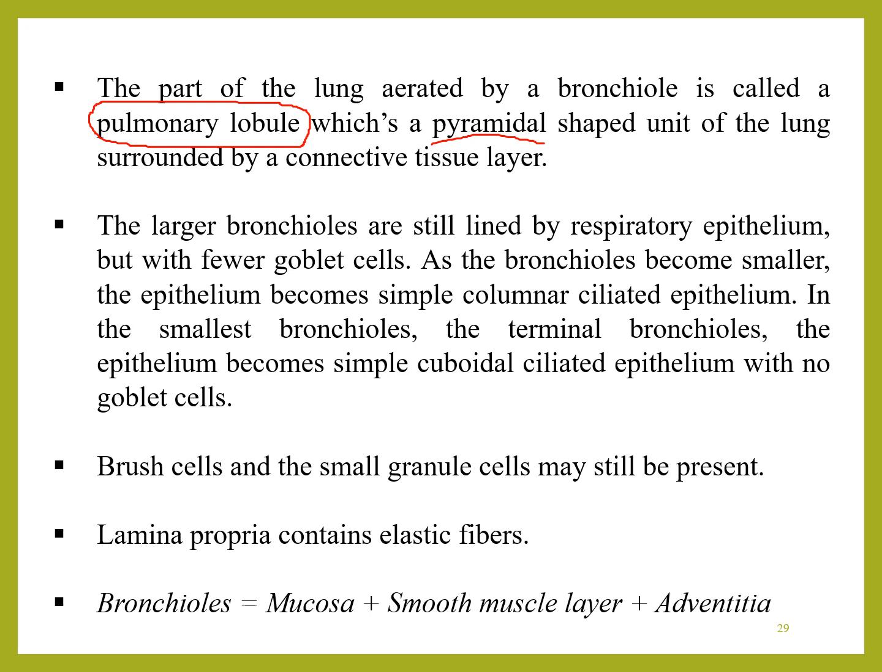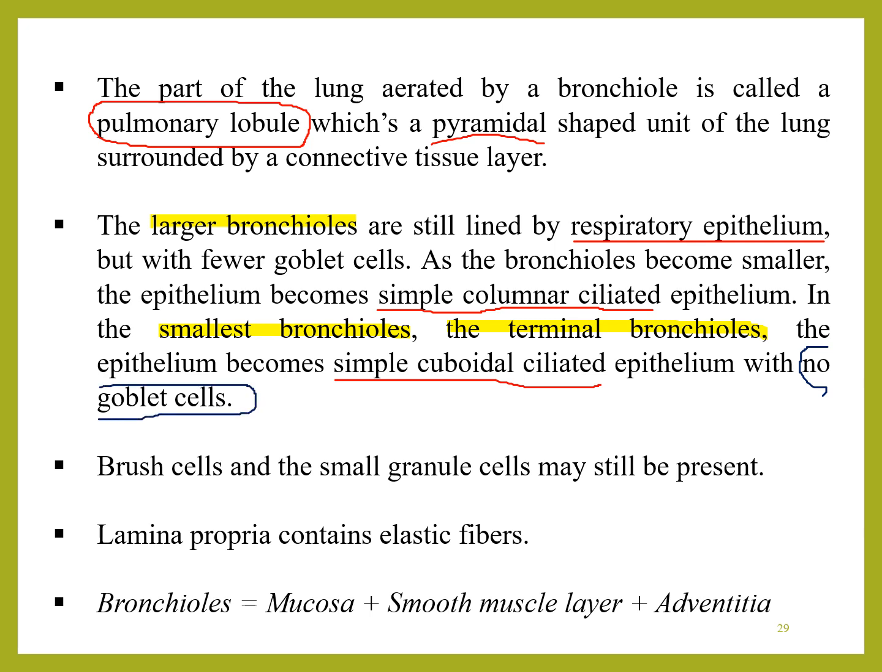Now, what about the epithelium of bronchioles? The larger bronchioles are still lined by respiratory epithelium. But we have fewer goblet cells. As the bronchioles become smaller, the epithelium will change and it will become simple columnar ciliated epithelium. And in the smallest of these bronchioles, which is the terminal bronchiole, the epithelium will be simple cuboidal ciliated epithelium. Importantly, we have no goblet cells.